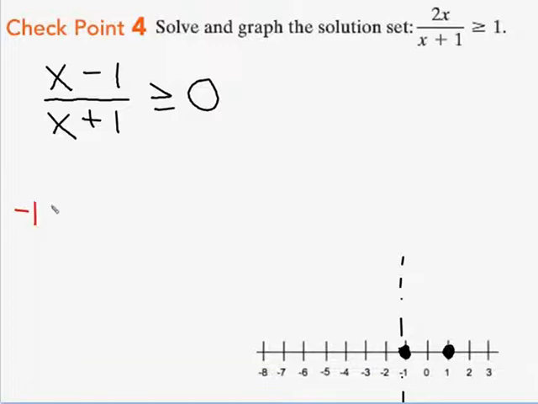Let's test negative 10. Here's my fraction. Negative 10 minus 1 is a negative numerator. Negative 10 plus 1 is a negative denominator. Two negatives divide to a positive. Is a positive greater than or equal to 0? Yes, that is true. So from negative 1 to negative infinity, we will color in that part of the graph.